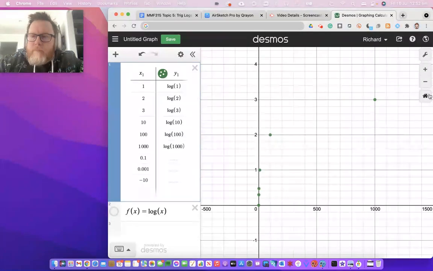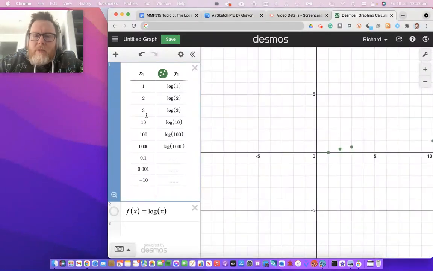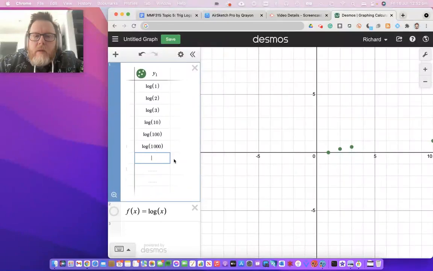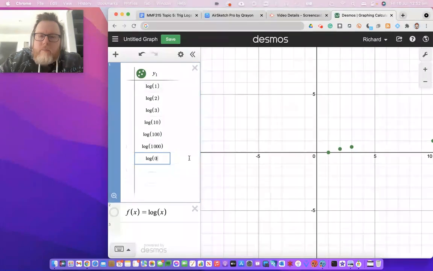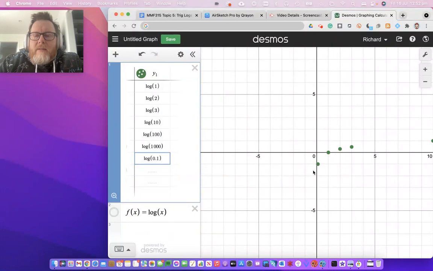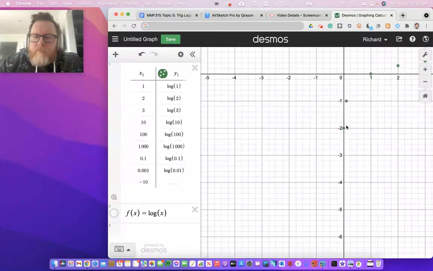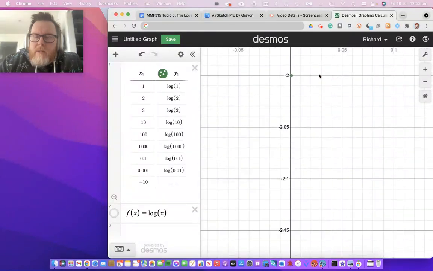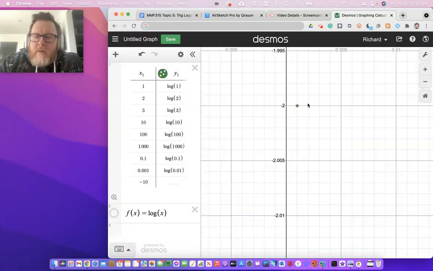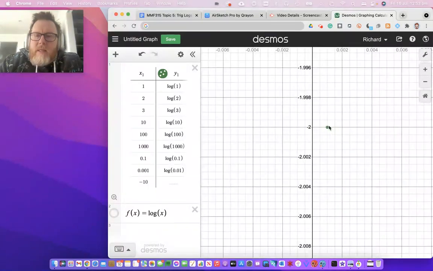Going in the opposite direction, so we've looked at positive numbers here. For fractions, you can see that we're getting close to the y-axis here, but it's not on the y-axis. Let's have a look at the next one along, which is log of 0.01. It looks like it's on the y-axis, but if I zoom up, we can see that it's definitely not on the y-axis, but it's getting close.